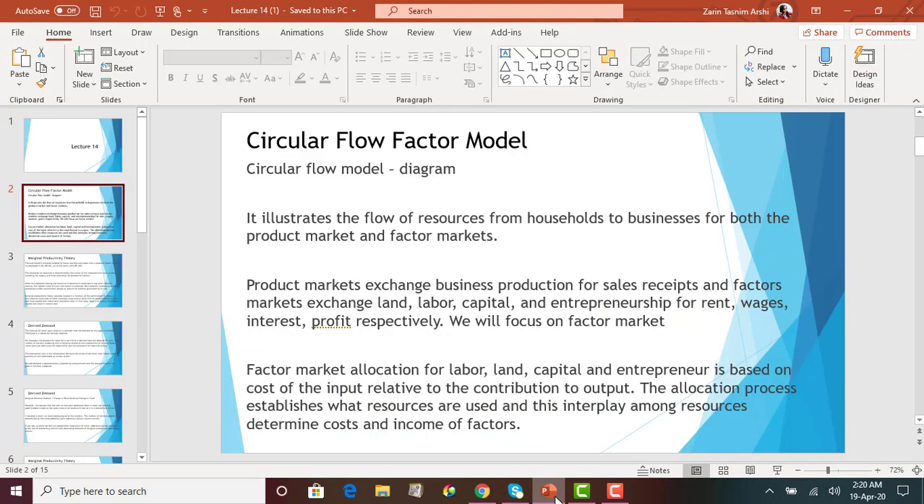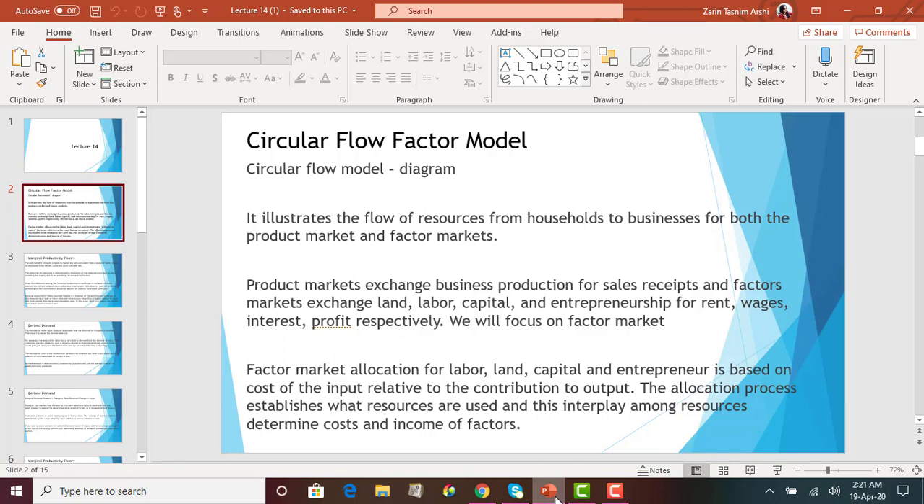Again, the circular flow diagram illustrates the flow of resources from households to businesses. Businesses are acquiring the resources from the households and paying the factor payments. On the other hand, businesses process these resources and make goods and services, which are then acquired by the households. We have two types of markets here, the factor market and the product market. The product market exchanges finished goods and services, and the factor market exchanges land, labor, capital, and entrepreneur for rent, wage, interest, and profit respectively. Again, what I just said is just a summary.